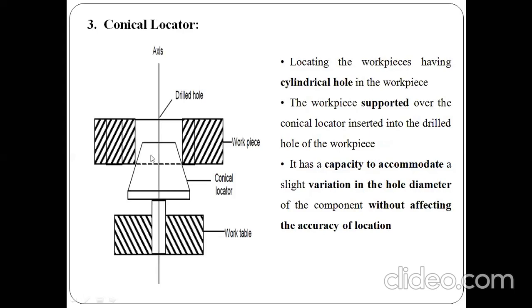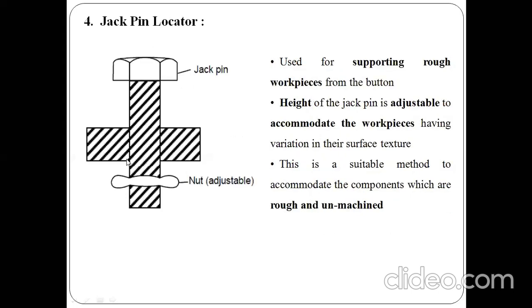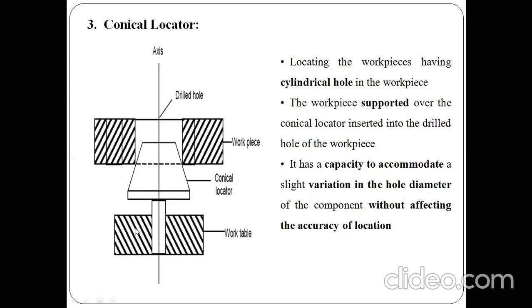Now what is the advantage of using this conical locator? Before going to the advantages, this upper portion represents your workpiece. We will locate this workpiece over the work table with the help of this locator pin. It means the workpiece is located with the help of this locator pin over the work table. Then this taper portion is provided here. Again, it is useful for cylindrical holes or circular hole components. The conical locator pin is used for circular hole components.